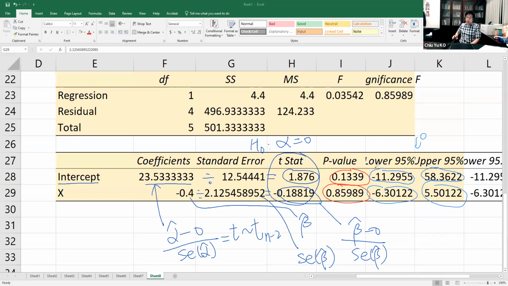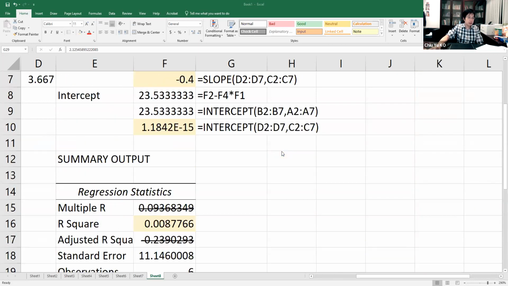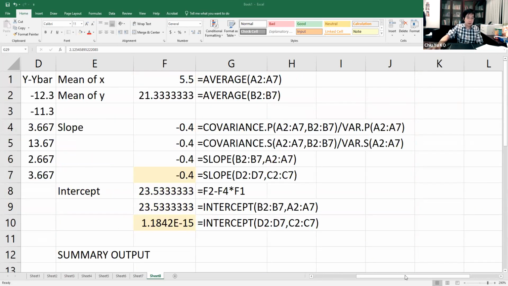So you can see this is already a very simple calculation. Just click, then you get all the results, and we described all the results already in the slides. Of course, we didn't talk about the ANOVA. That we will cover in the next class.